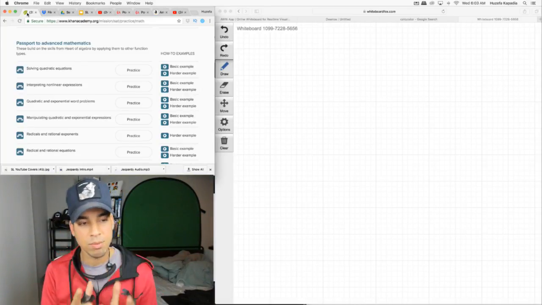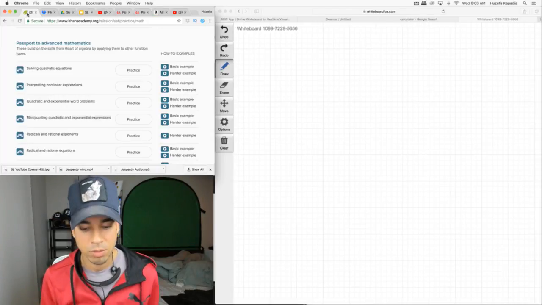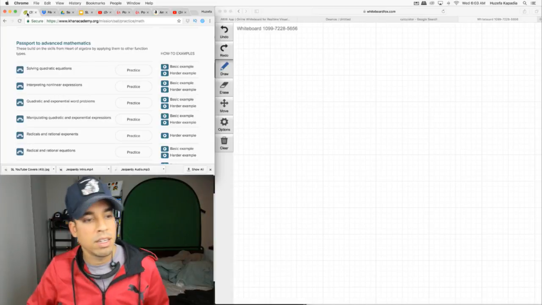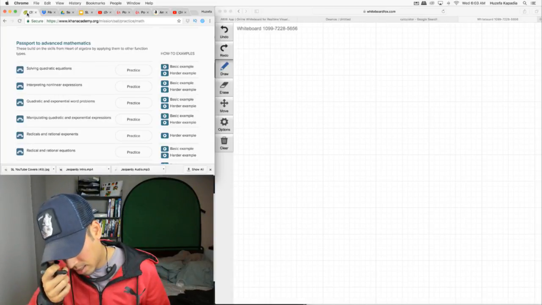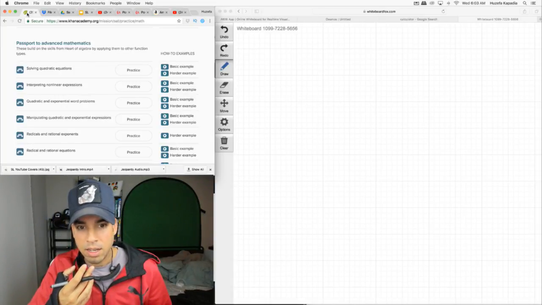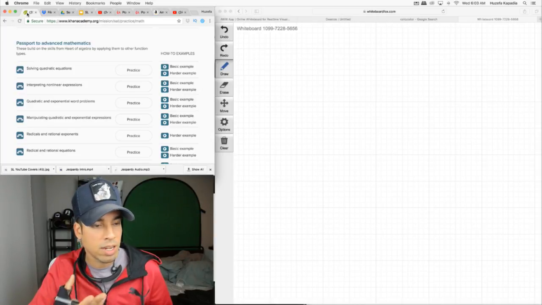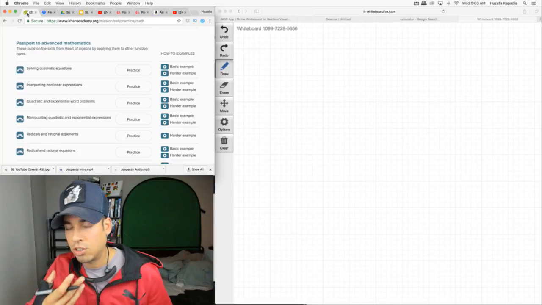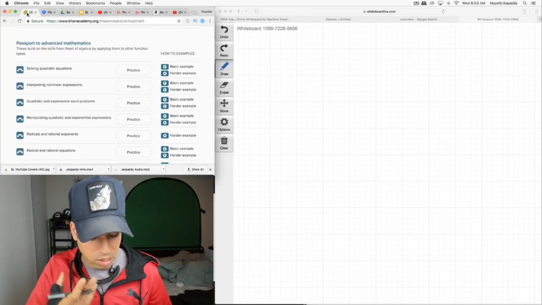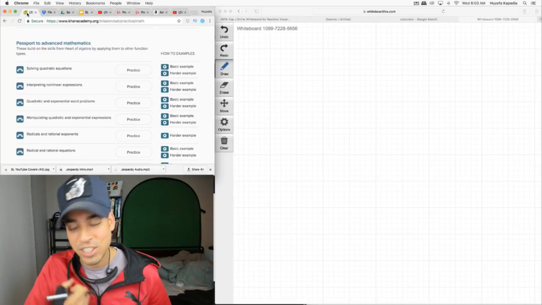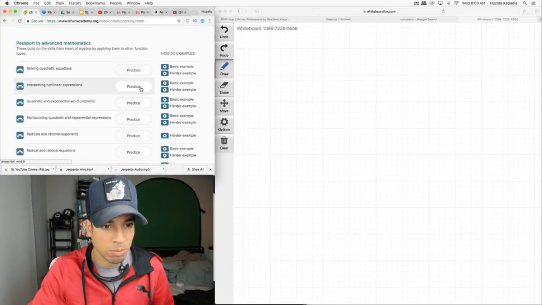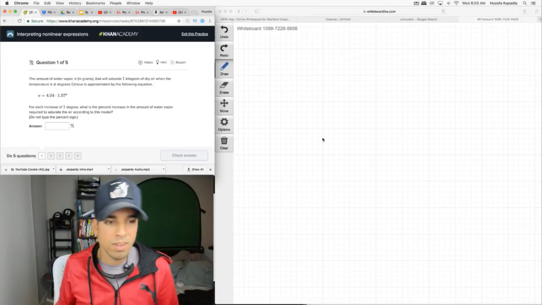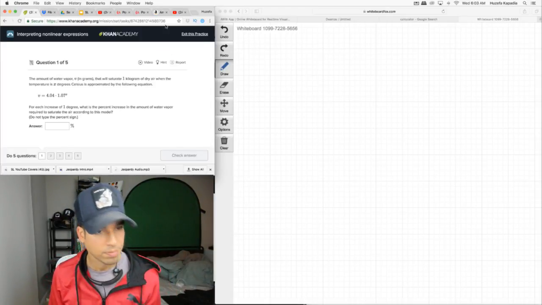Let's begin. Today we are doing interpreting nonlinear expressions. The difference between an expression and an equation is that an expression has no equal sign and an equation has an equal sign. So that is the difference. Let's jump into it. As always, I'm seeing these problems for the first time, and that is always part of the fun.